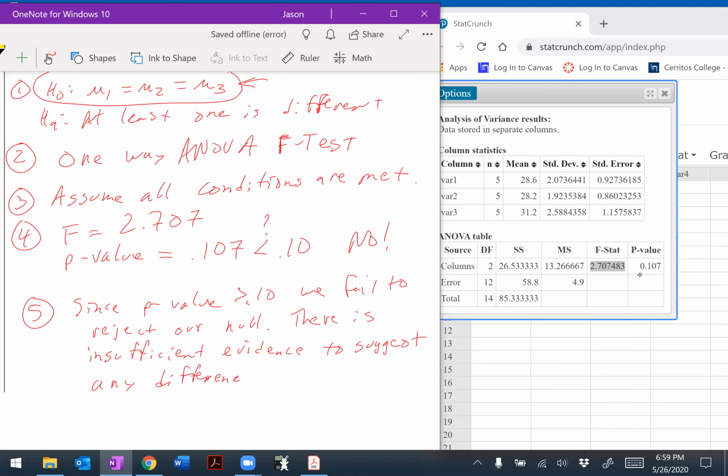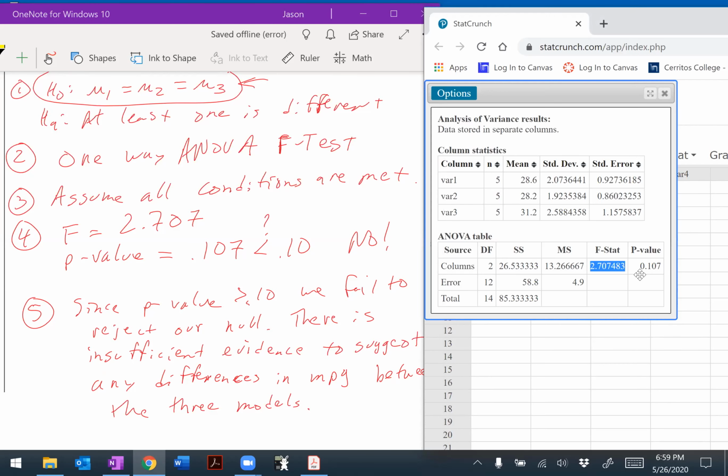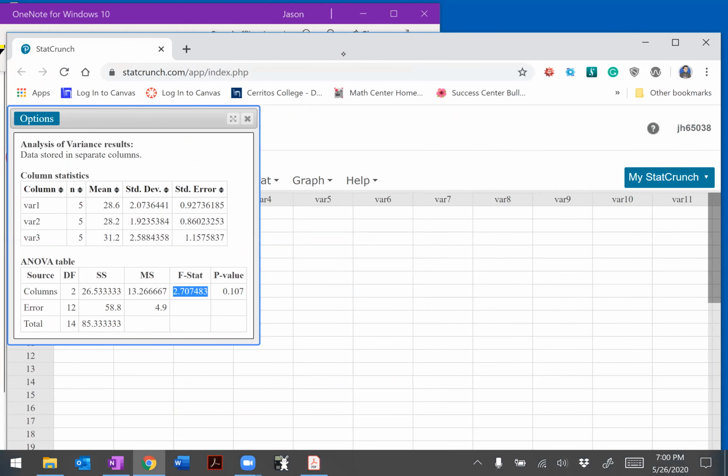Any differences in MPG between the three models. Between the three models. And that's it. Why is that floating like that? Weird.